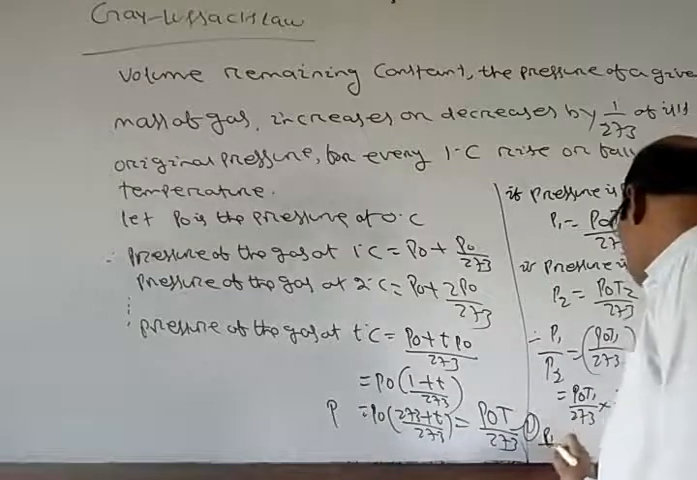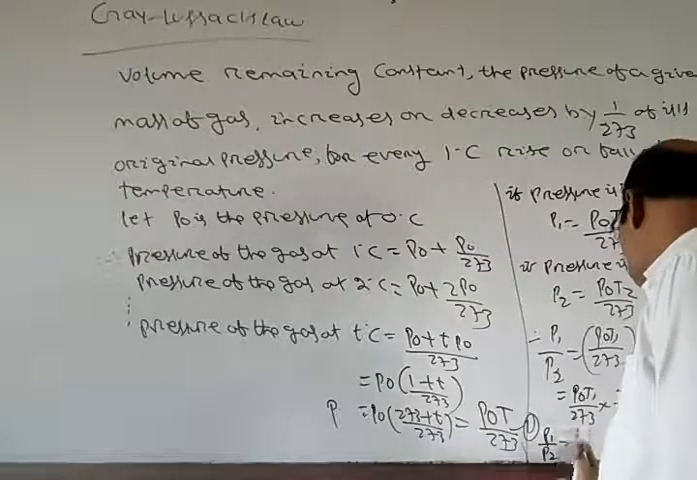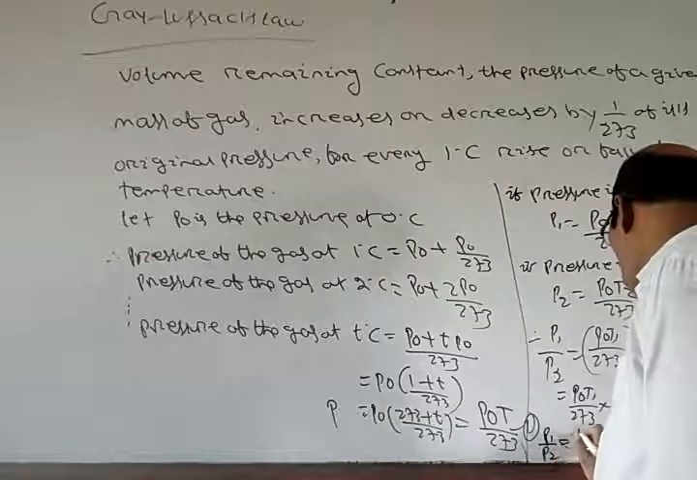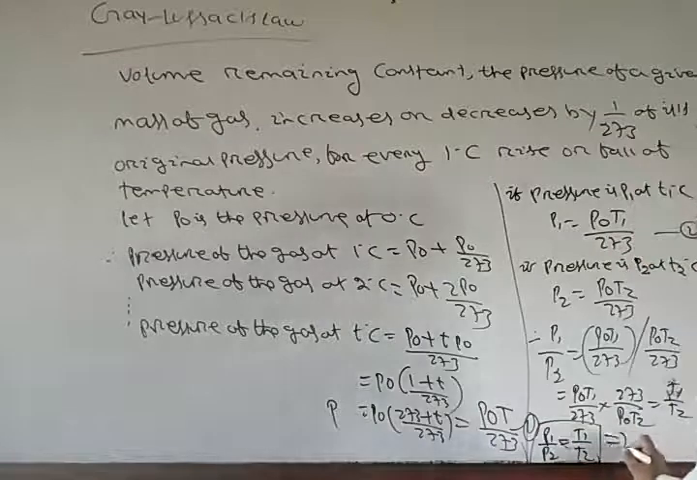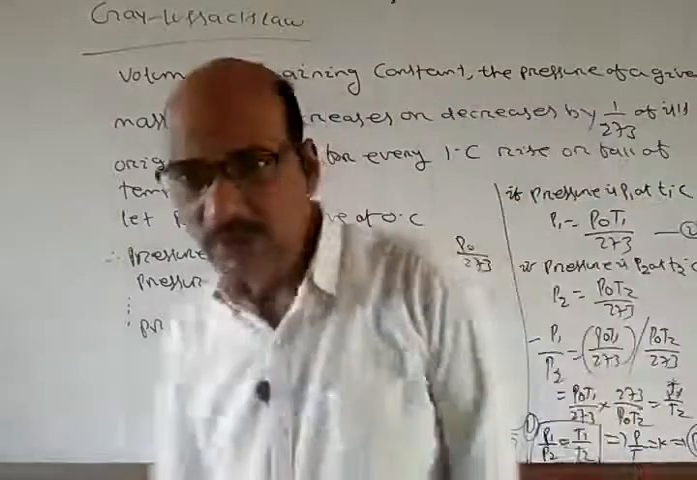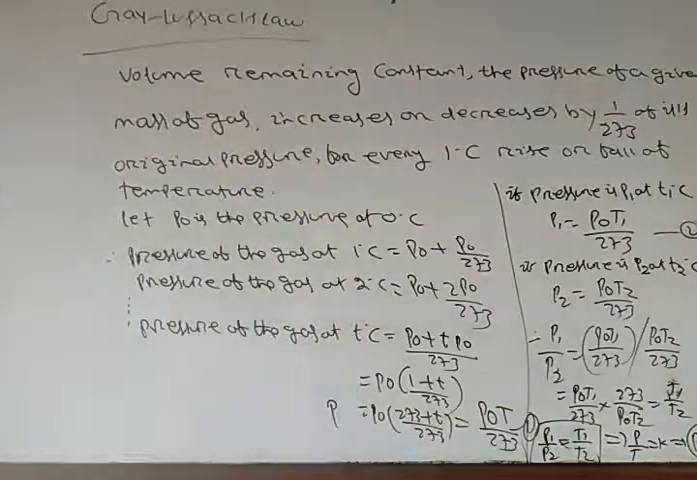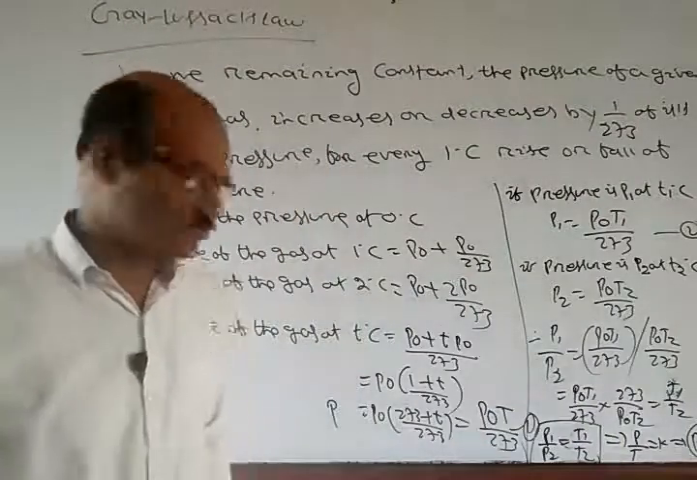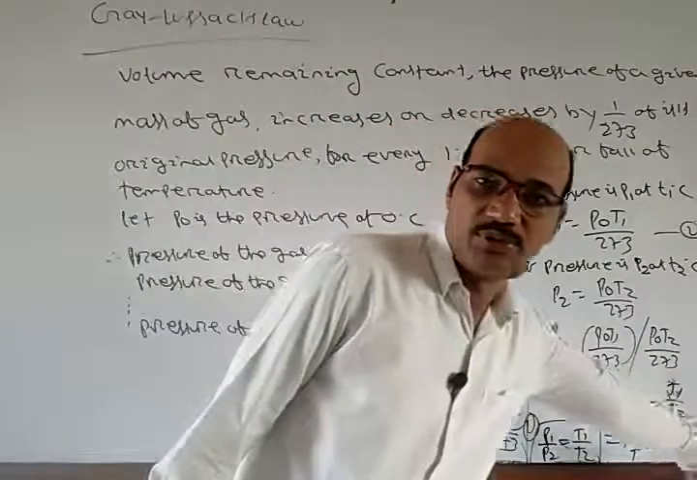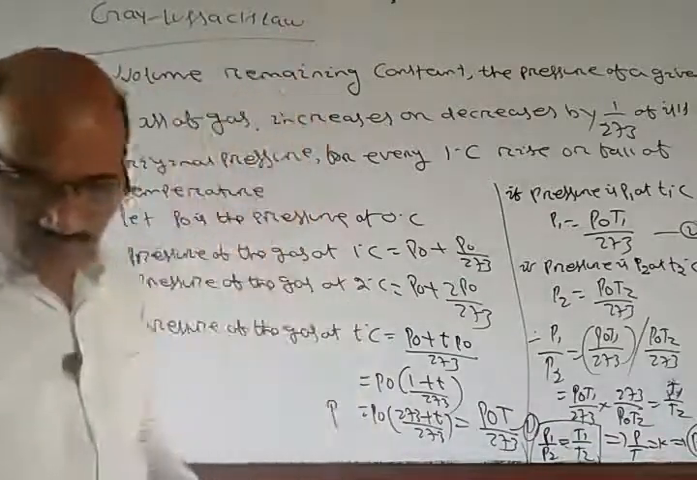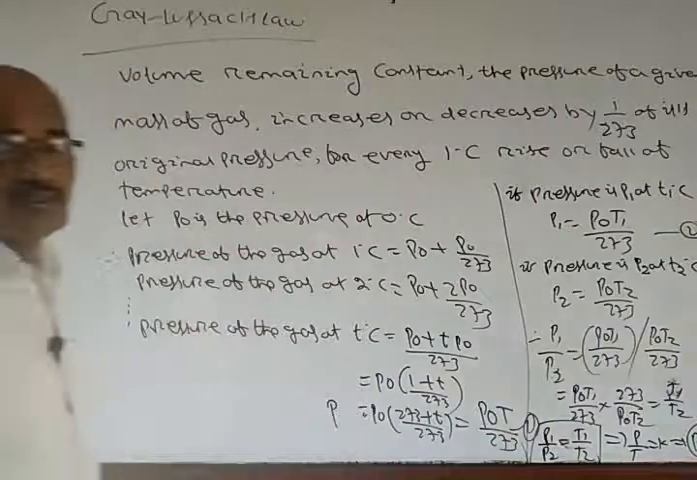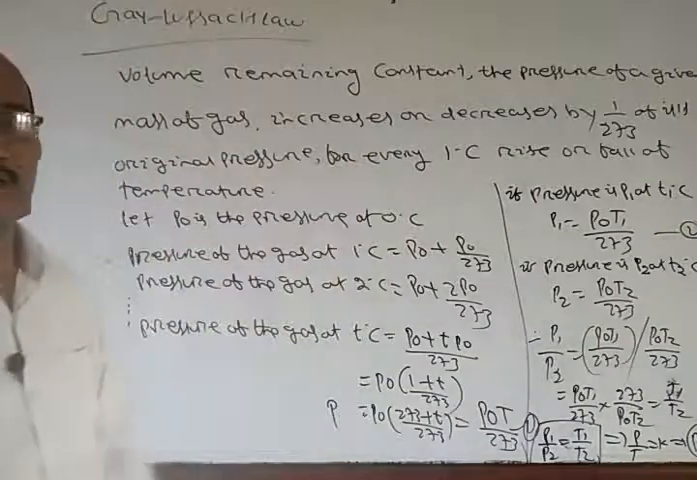So P1 by P2 equal to T1 by T2. Symbolically, P by T equal to constant. This implies P proportional to T. That means, volume remaining constant, the pressure of a given mass of a gas is directly proportional to the absolute temperature. This is called Gay-Lussac's law. Okay. So let us have a numerical based on this Gay-Lussac's law.